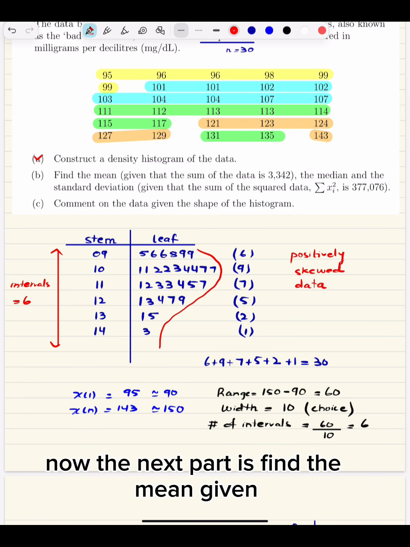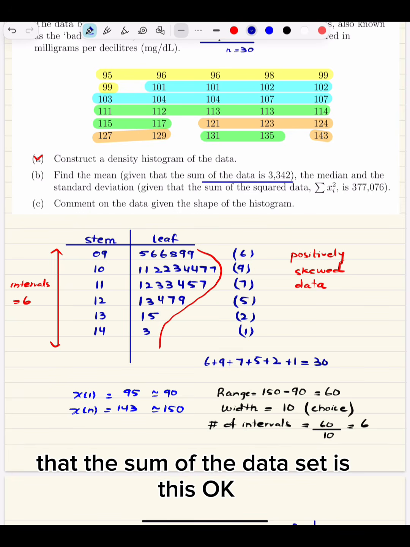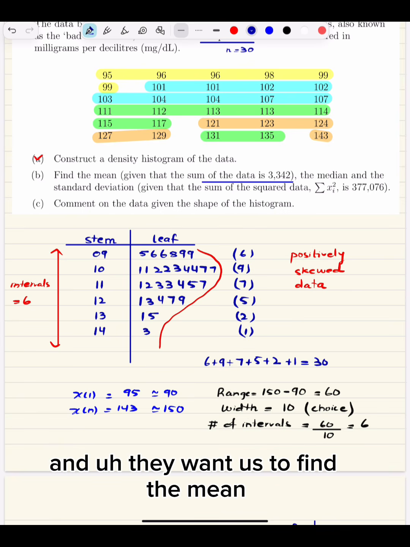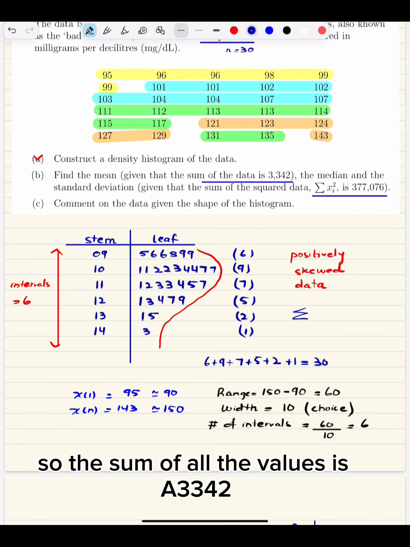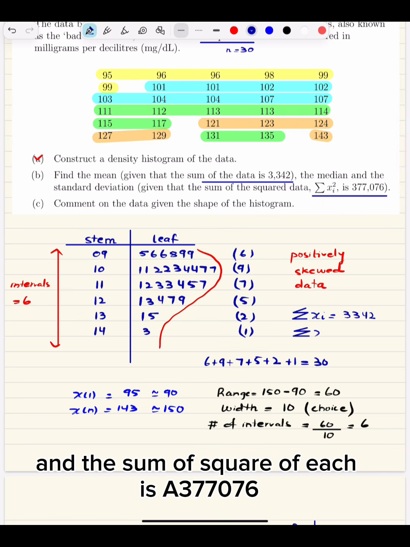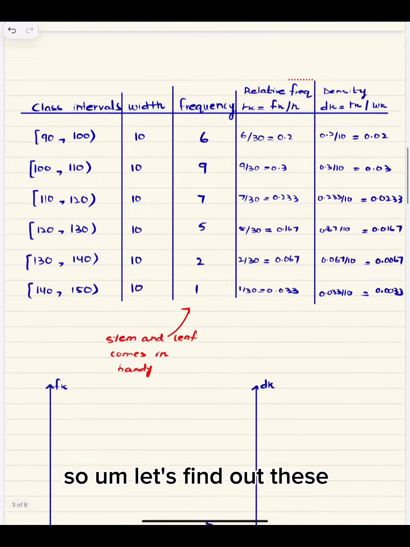Now the next part is find the mean, given that the sum of the, okay, they've given us information that the sum of the data set is this. Okay, and they want us to find the mean, the median, and the standard deviation, and they've also given us this data. The sum of all the values is 3342, and the sum of squares of each is 377076. Okay, so let's find out these.